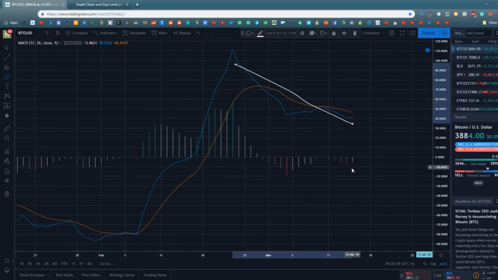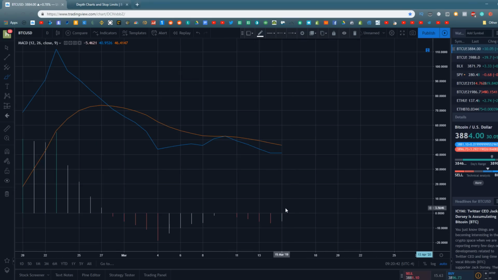But Bitcoin's MACD has started to curve up a little bit. You can see the histogram lines down here. One of them, the one for the 14th of March, is lower than the one recently. And what that means is we can see on the actual MACD itself right here that MACD is closing in on itself. That means this blue line down here, the MACD line, is starting to close in on the signal line.